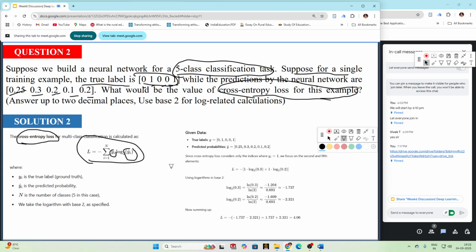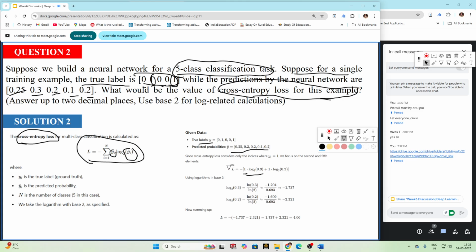Now we can calculate. We have the true labels, that is yi, and we have the predicted labels, that is yi hat. Whenever yi is 0, we will not take the term. That is why we calculate only when our yi is 1. We have yi equal to 1 for the second case and the fifth case. In the second case, our yi predicted is 0.3. And in the fifth case, the actual value is 1 and the predicted value is 0.2, so that is 1 into log base 2 of 0.2.